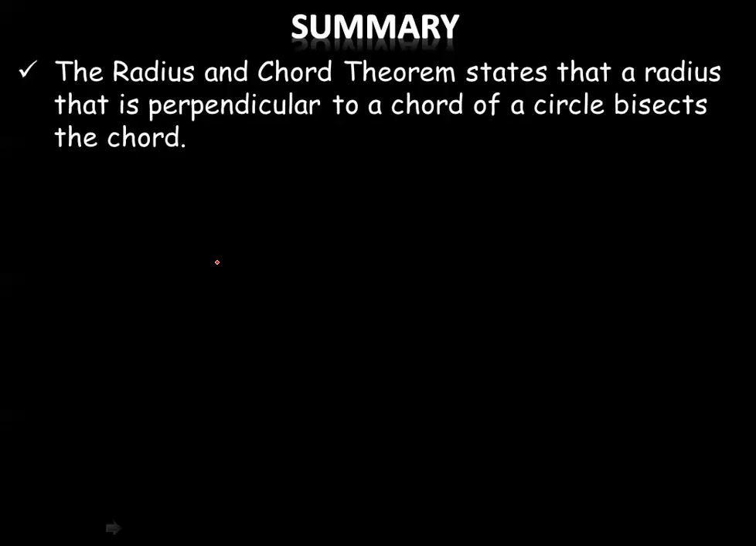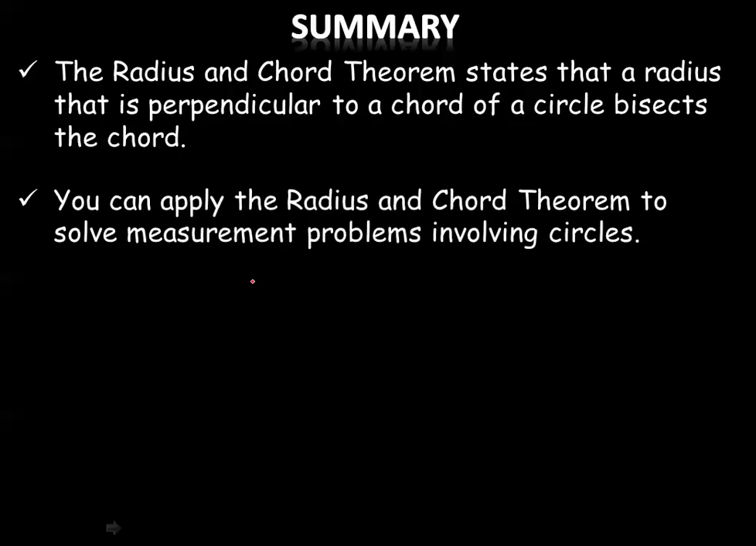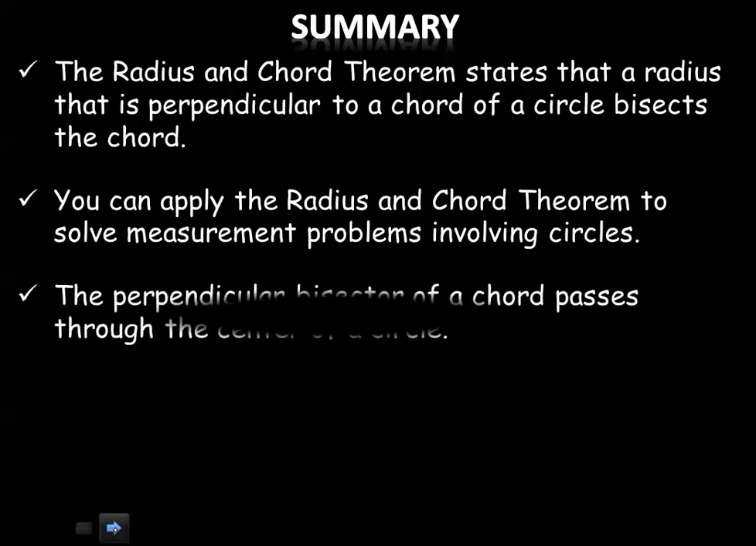The summary for this lesson: the radius chord theorem states that a radius that is perpendicular to a chord of a circle bisects the chord. And you can apply the radius chord theorem to solve measurement problems involving circles. And the perpendicular bisector of a chord passes through the center of a circle.